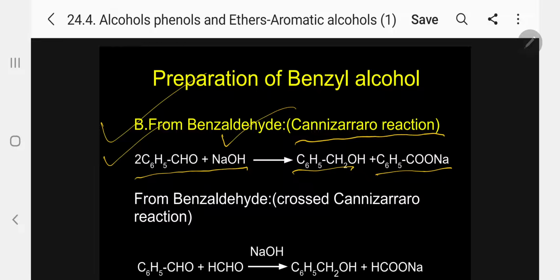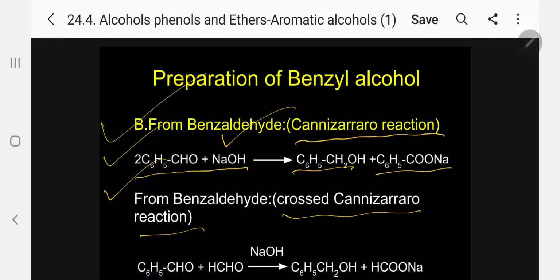Here I want to give one piece of information. What type of compound will undergo the Cannizzaro reaction? That is the carbonyl compound, the aldehydes containing no alpha hydrogen, which will normally undergo Cannizzaro reactions. Kindly follow. And in the same way, from benzaldehyde, we can also get the crossed Cannizzaro reaction.